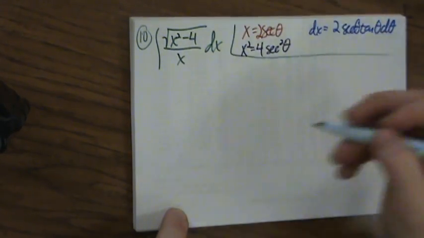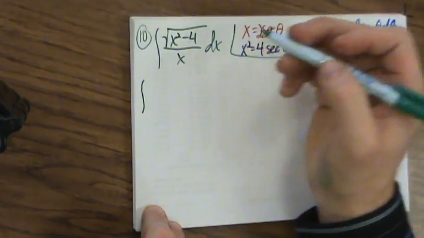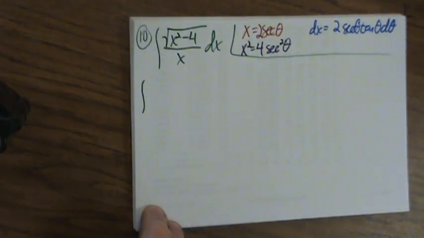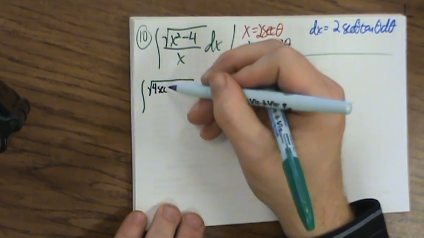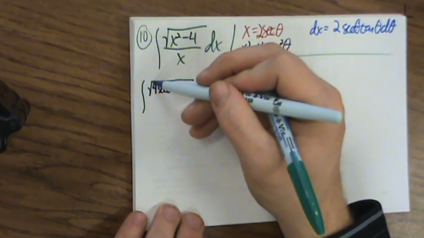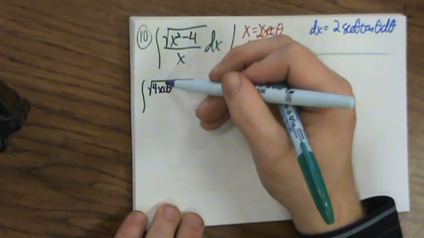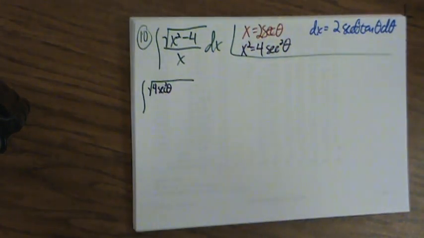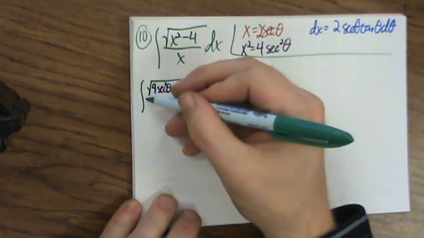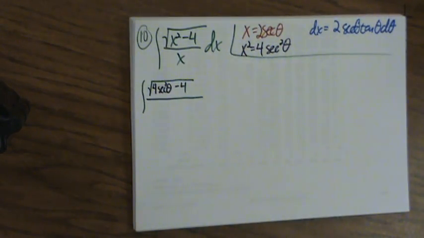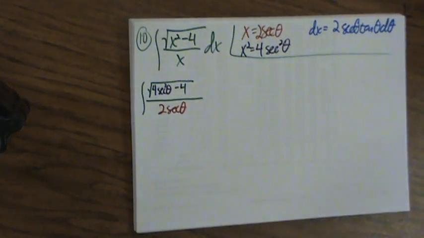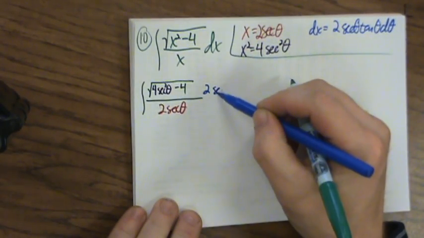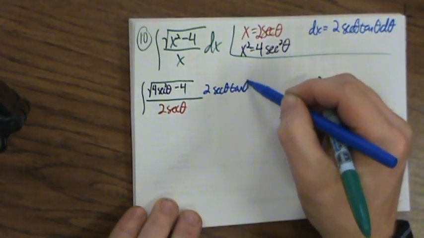So here are all the things we're going to use to replace everything in the integral. And we're going to talk about why we chose 2 secant theta in just a minute. So the square root of, now x squared is going to go in here. X squared is 4 secant squared theta, and minus 4 over x, which is 2 secant theta, and then times dx, which is 2 secant theta tangent theta d theta.